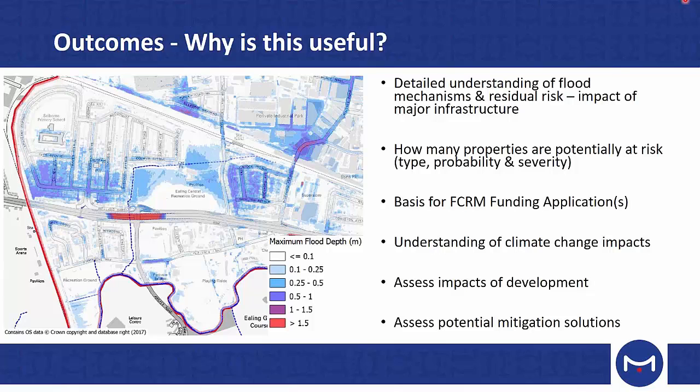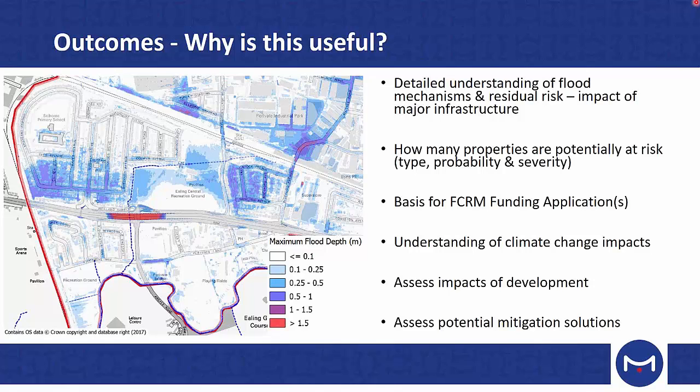So why is this useful? It helps us understand the mechanisms of flooding and what residual risk might exist in the catchment. I'll talk a little bit more about why this was important, especially for Perivale, in my future slides. It helps us count the number of properties at risk, what kind of properties they are, what risk they are, what probability they might be flooded to, and the severity of that flooding. And this all feeds into the standard flood and coastal risk management funding applications that all lead local flood authorities can use to access funding for capital projects to manage flood risk.